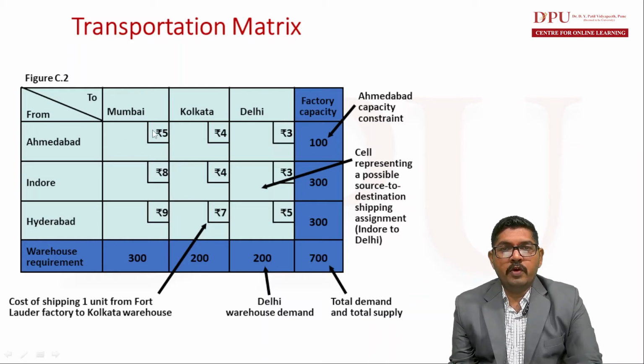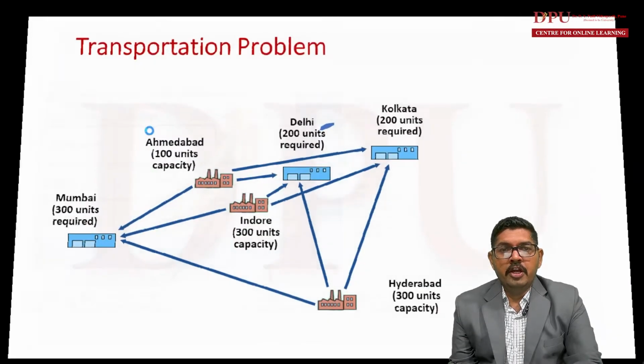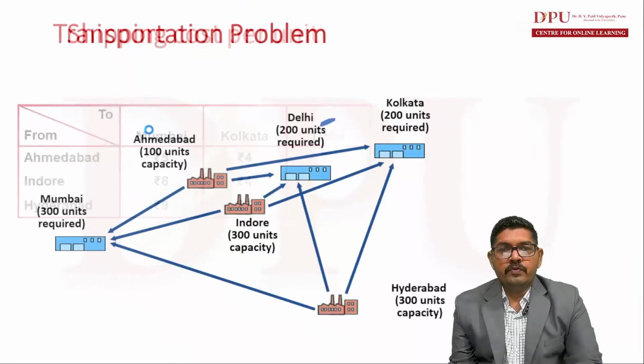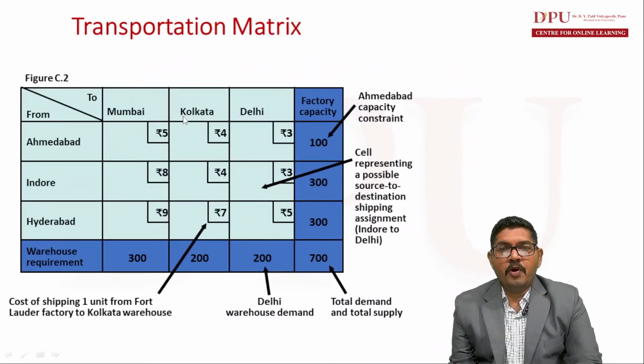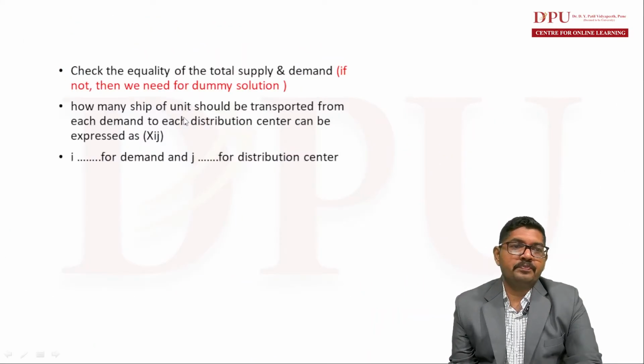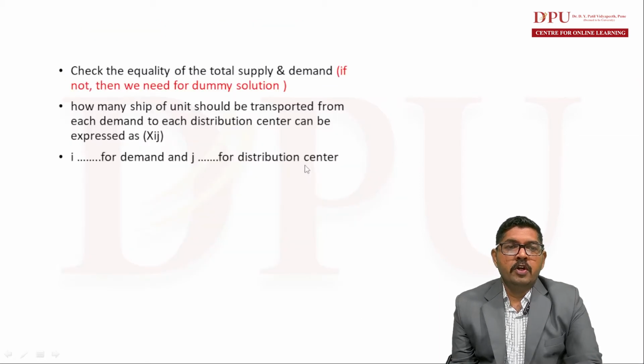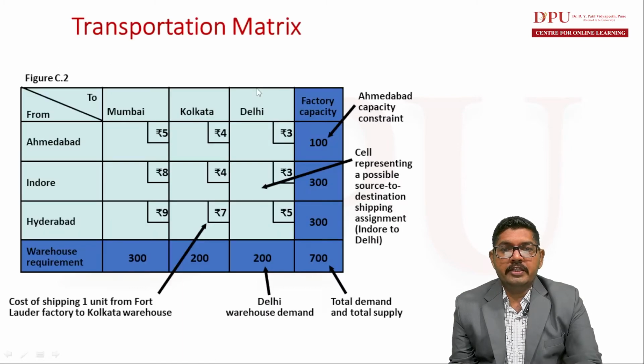Whatever information was mentioned in this particular paragraph is now taken into this standard format of transportation matrix. Okay, so check the equality of total supply and demand. So what do we do when we have this matrix? We have to check the equality of total supply and total demand. So let us check it.